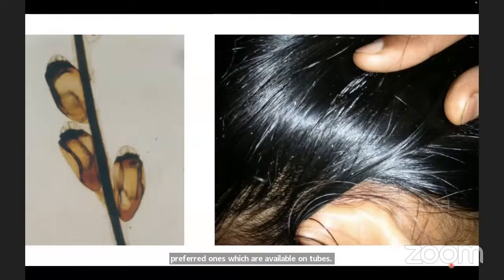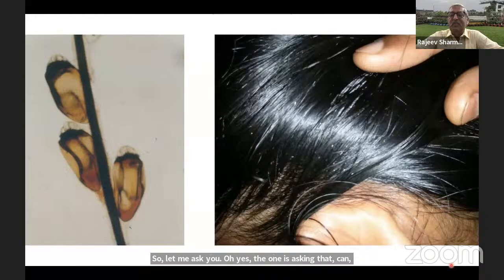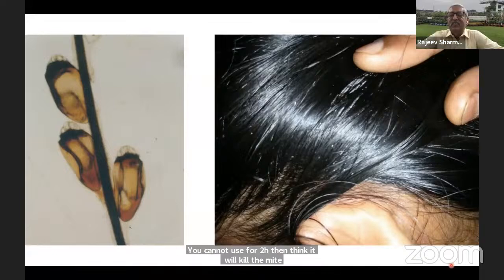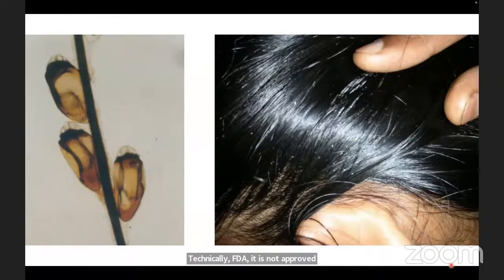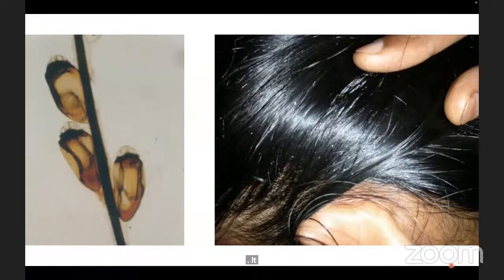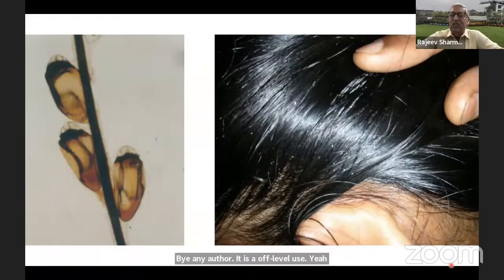Dr. Deepika, any other questions? Sir, one is asking, can permethrin be used in children below 2 months of age overnight? Yeah, it has to be used for 8 hours minimum to be effective. You cannot use it for 2 hours and think it will kill the mite. In below 2 months of age also, sir? Technically, it is not FDA approved. Explain to the parents. Like, most of the drugs we use in children less than 2 years of age are all off-label, whether it is tacrolimus or any antihistamine.